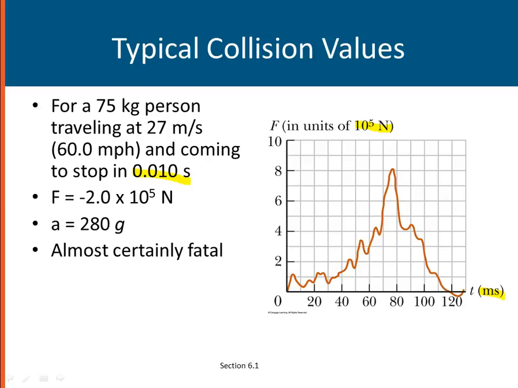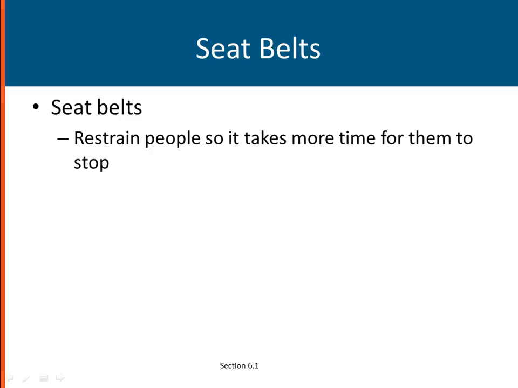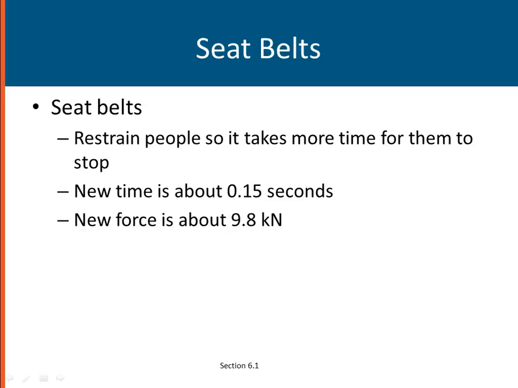We know from our examples before, that's definitely fatal, and that's way too much that a body can withstand. In order to change this, we would need to increase the time so that we decrease the force required to stop. Seatbelts restrain people, so it takes more time for them to stop. The new time with a seatbelt would be about 0.15 seconds, and that causes a much smaller force.